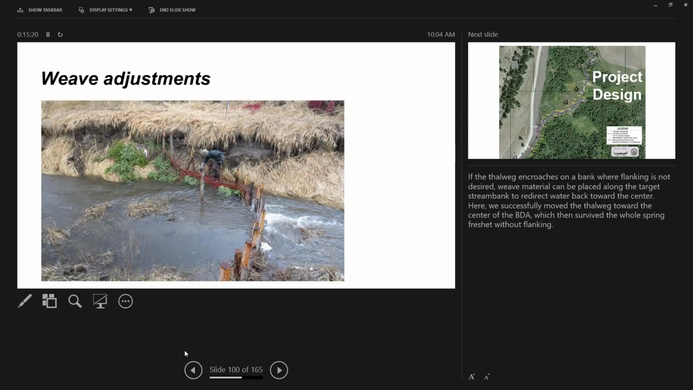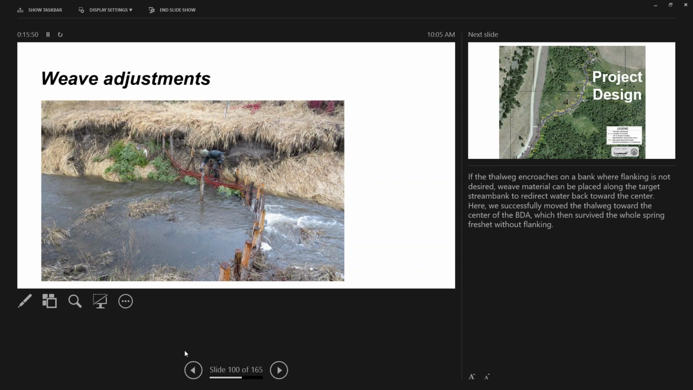One of our people here today is in this picture. This is Aaron Rosenblum. He came out to help us do some weaving in early spring. This particular spot, I really didn't want it to flank on the left bank because that's DNR property, and we had just kind of made an agreement that we would try not to alter their property if possible. And so I was thinking it would be good to just put some weave in there, and we really bolstered that whole left bank and made it a lot stronger.